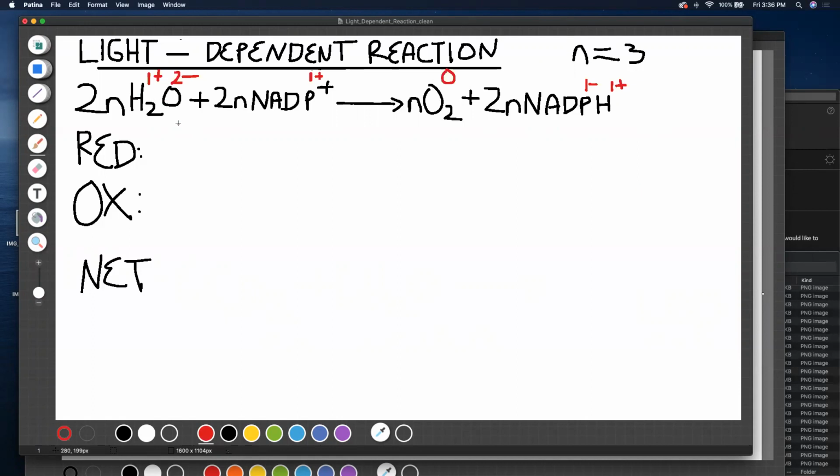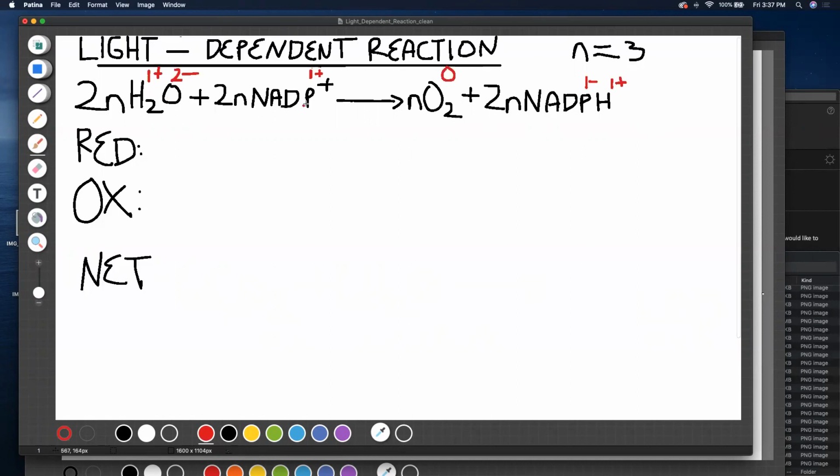So what's being reduced here? So basically what's gaining electrons, or what's gaining hydrogens is another way of looking at it. And NADP plus goes from oxidation state of 1 plus to 1 minus, so that must mean it's gained electrons. And you can see here it gained hydrogen, so we can put that in the reduction portion of this reaction. It is being reduced.